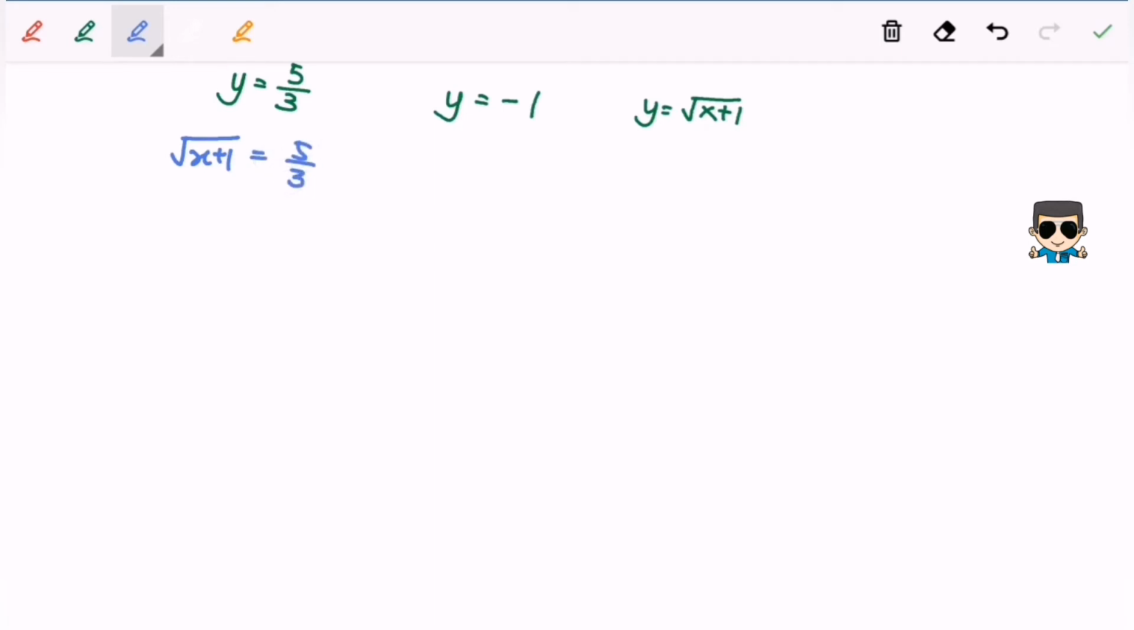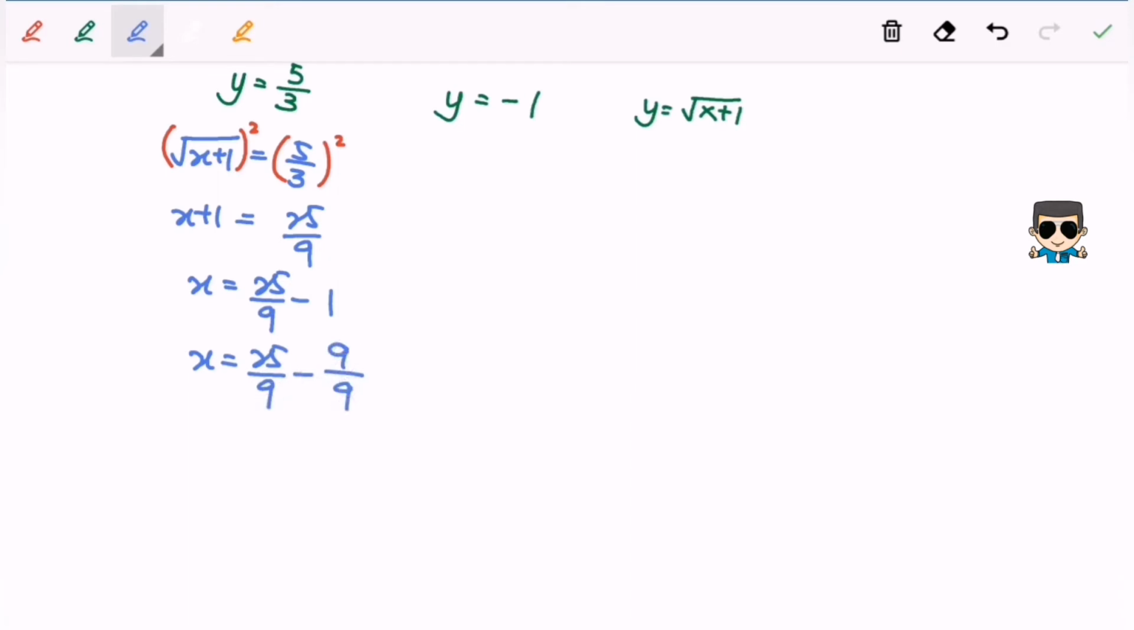For this case, I'm going to square both sides, and I will have x plus 1 on the left and 25 over 9 on the right. So x will be equal to 25 over 9 minus 1. So x will be equal to 25 over 9 minus 9 over 9. And finally, 16 over 9 will be the value of x.